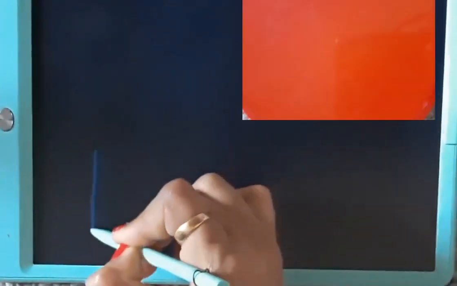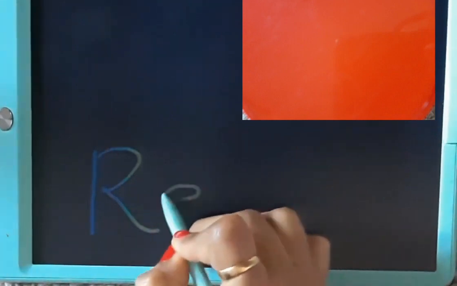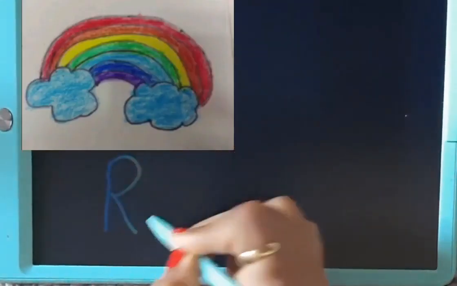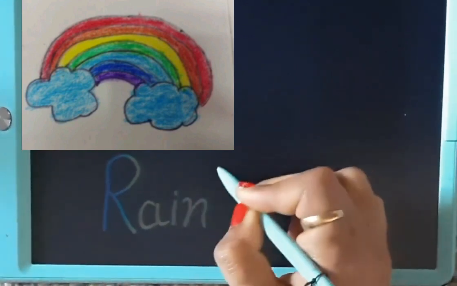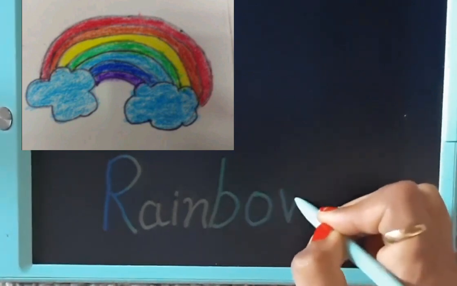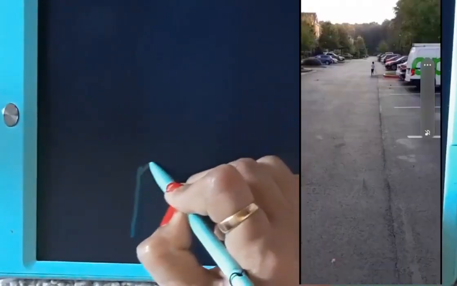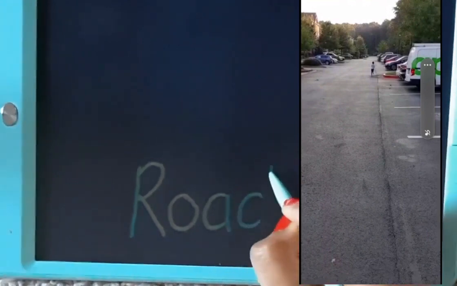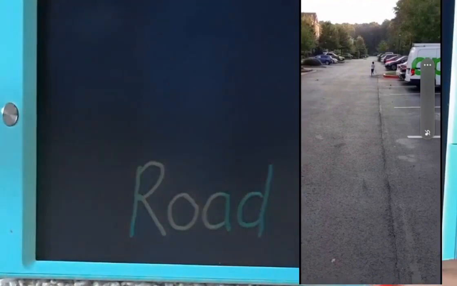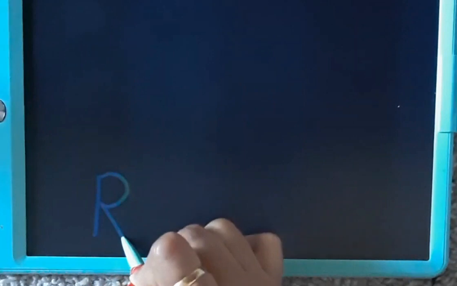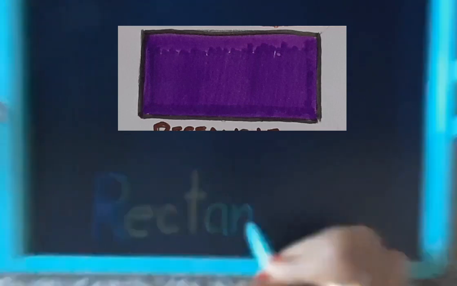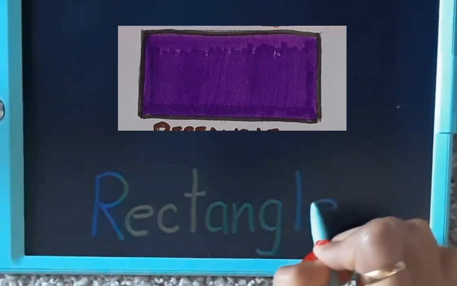Let's see some words starting with R. Red. Rainbow. Road. Rectangle, a purple rectangle.